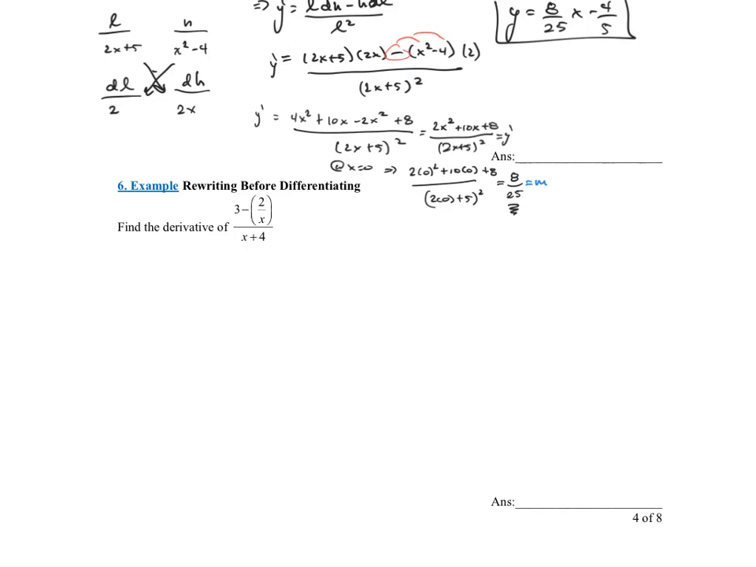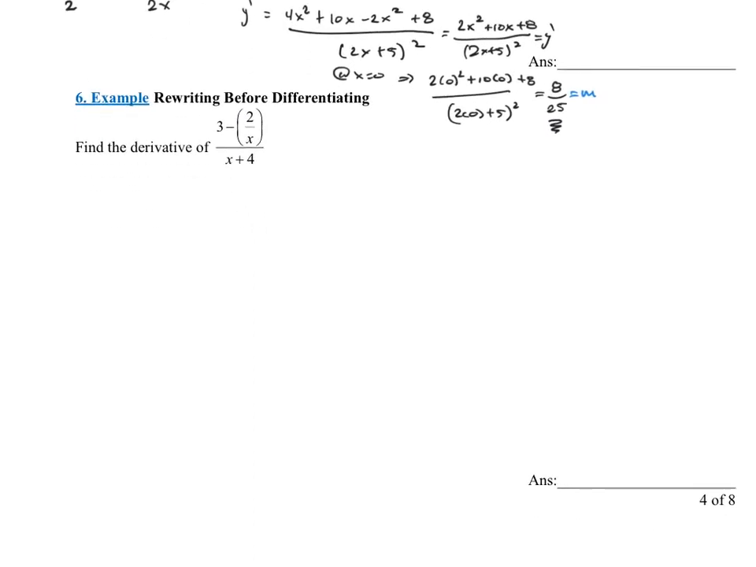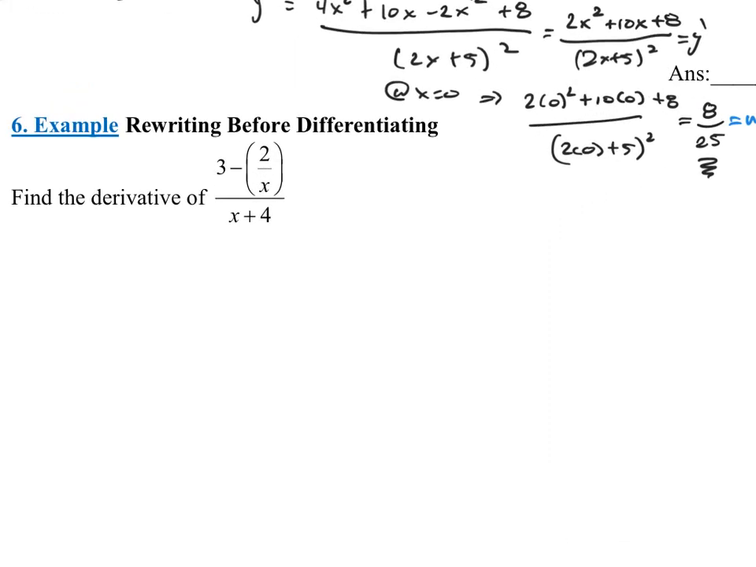Okay, let's move on to example 6. It says rewrite before differentiating. Find the derivative of (3 minus 2 over x) all over (x plus 4 over x)... So this is where we have compound fractions. If you looked at the algebra review, you found out multiple ways of doing compound fractions.